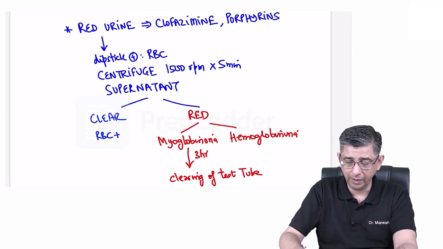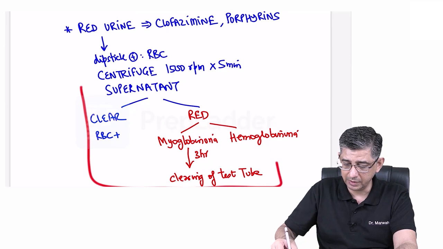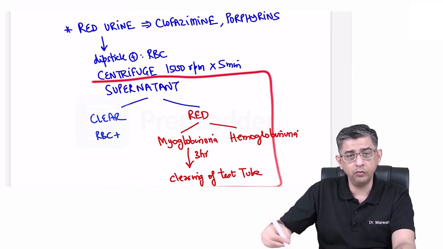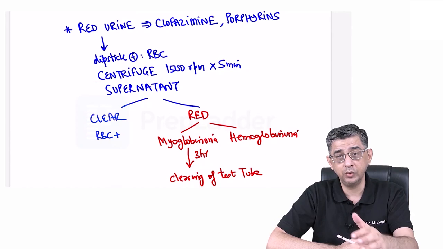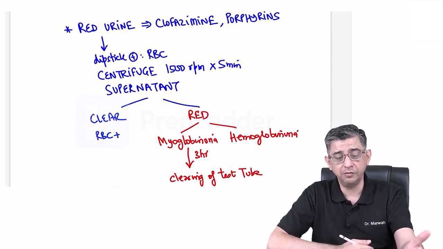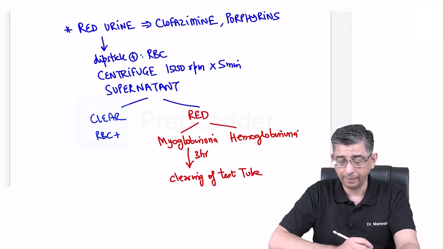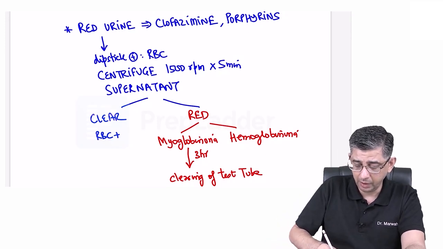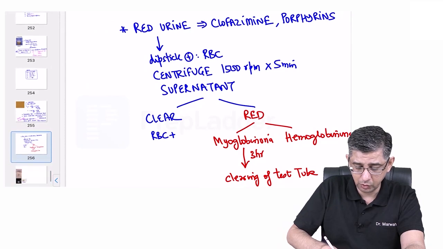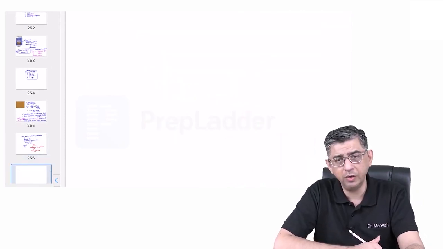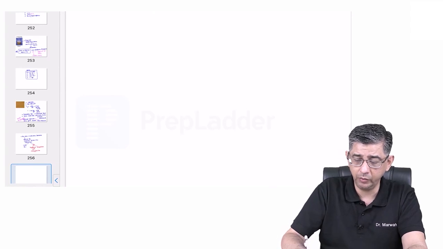But if you get this particular part of the discussion right, then I think you will be able to answer a question related to a false positive dipstick for blood in the urine. Then we can be having RBCs in the urine even in patients who are having a UTI. It could be a plain UTI, it could be a complicated UTI.